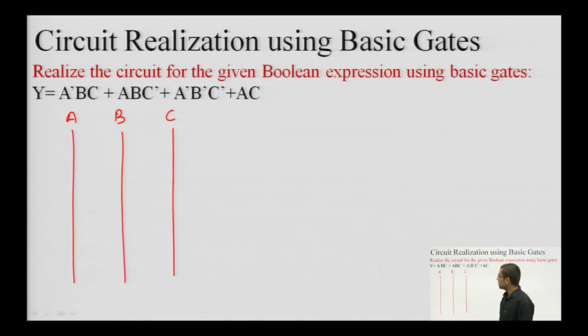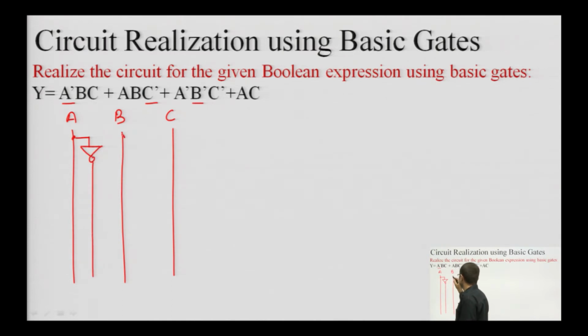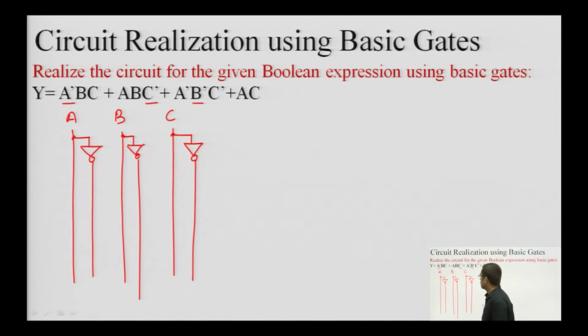Okay. Then I can see from the expression that A bar is required, C bar is required, B bar is required. That means, the inverted versions of all variables are also required. So, I am preparing A bar. Similarly, B bar, C bar. Now, A, B, C, A bar, B bar, C bar, all these are available to me.